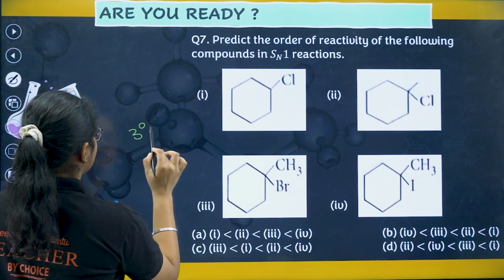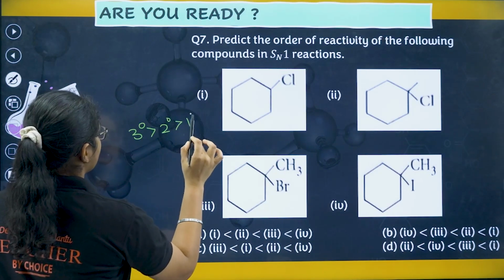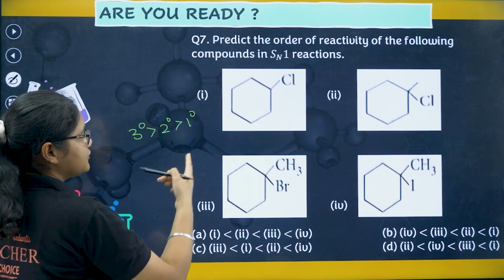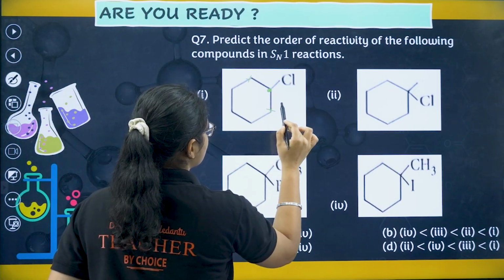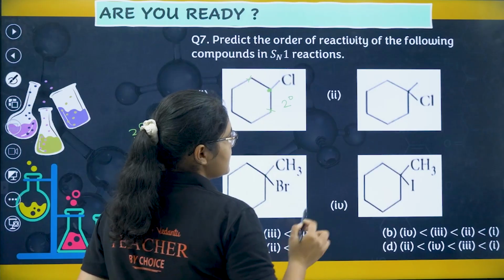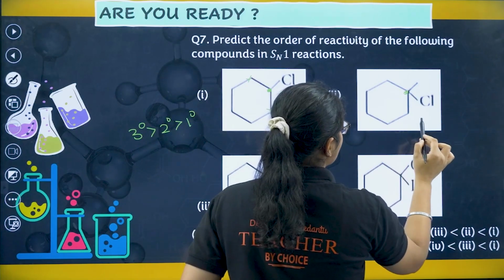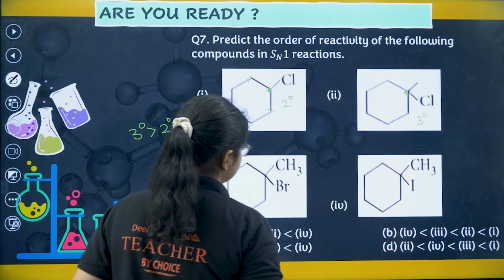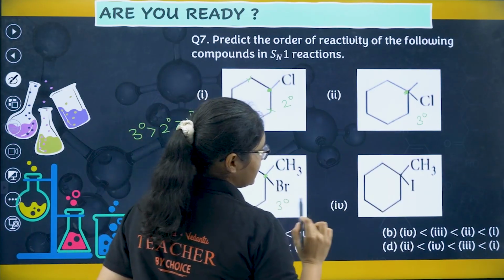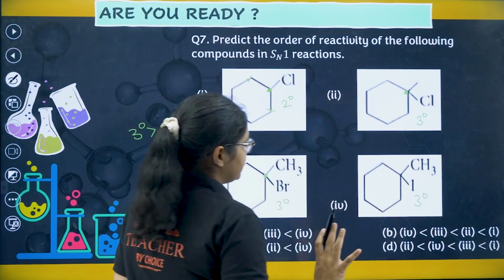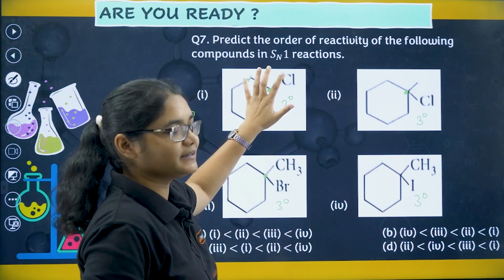Next, we have: predict the order of the reactivity of the following compounds in an SN1 reaction. So what you have to remember is 3 degree, 2 degree, 1 degree for SN1. For SN2, it is reversed. This carbon which contains the chlorine is attached to 2 other carbons, so this is 2nd degree. This carbon which contains the chlorine is attached to 3 other carbons, so this is tertiary. This is also tertiary, and this is also tertiary. So basically tertiary will react faster than secondary.